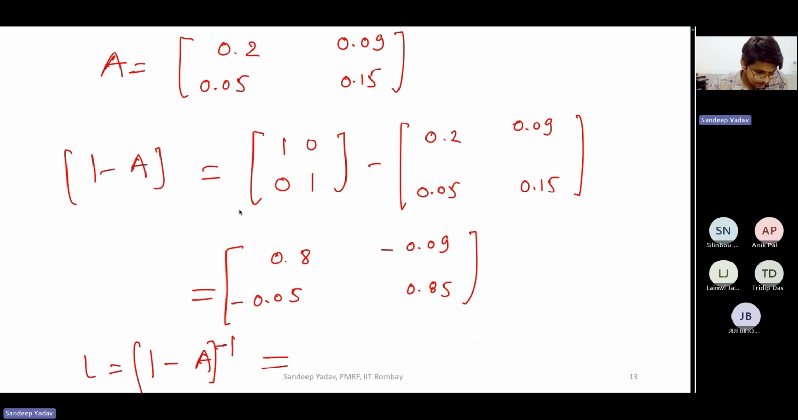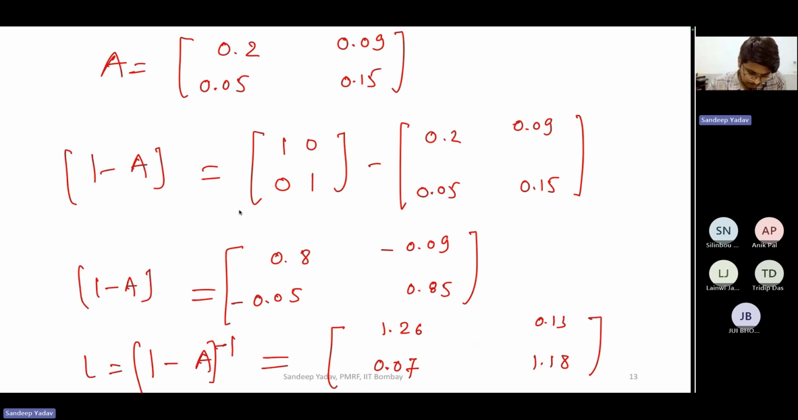Now calculating the inverse is easy, and when we calculate the inverse, it comes out to be 1.26, 0.13, 0.07, and 1.18. So after that, you have to find the inverse of that matrix, and then you will finally get the negative inverse. That comes out to be this thing.